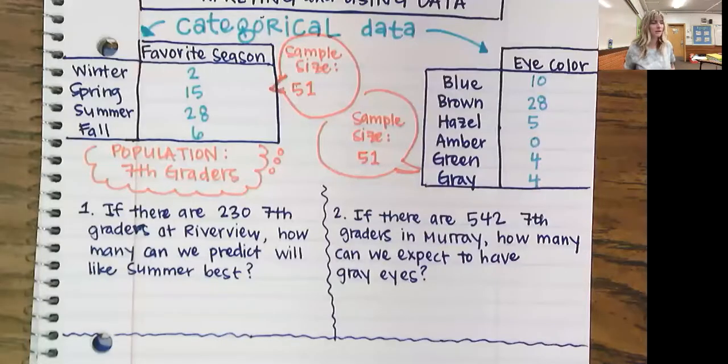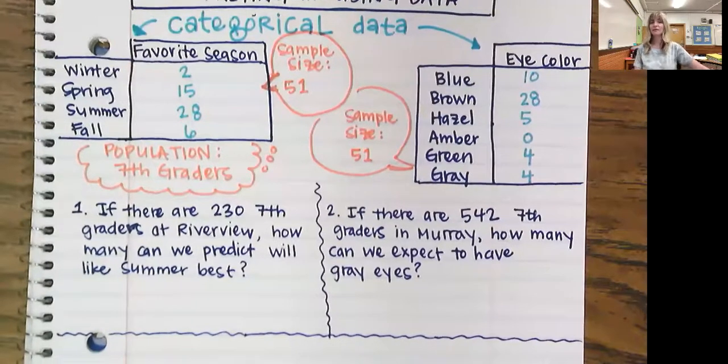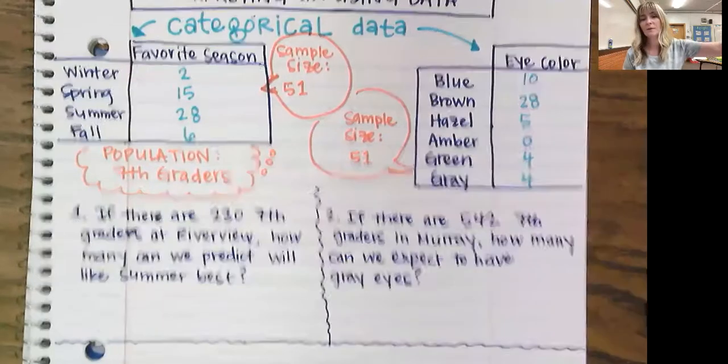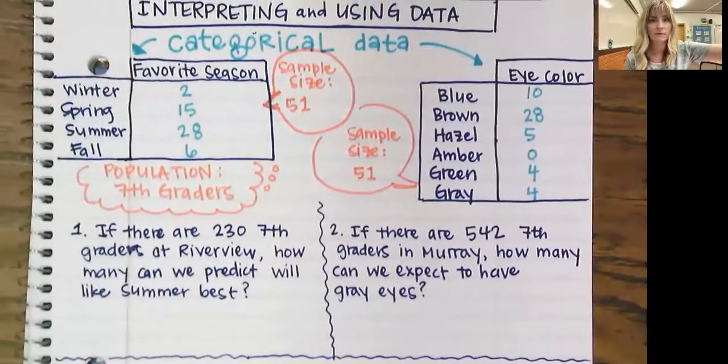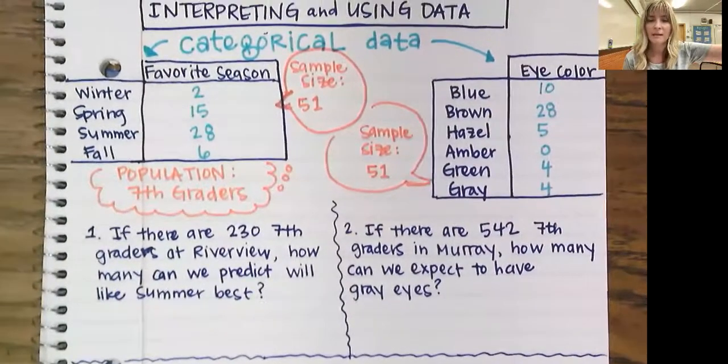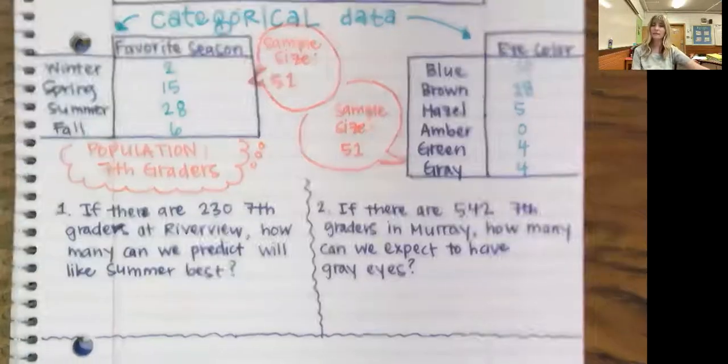All right, here's the 2 questions. I will read them to you. You get them written down. Question number 1, if there are 237 7th graders at Riverview, which is a true statement. There are currently 237 7th graders registered at Riverview. If there are 237 7th graders at Riverview, how many can we predict will like summer best? Okay, and question number 2, if there are 542 7th graders in all of Murray, and I'm going to be honest right now, that one's about a guess. I don't know that one for sure. How many can we expect to have gray eyes? This is what we practiced a little on the last page.